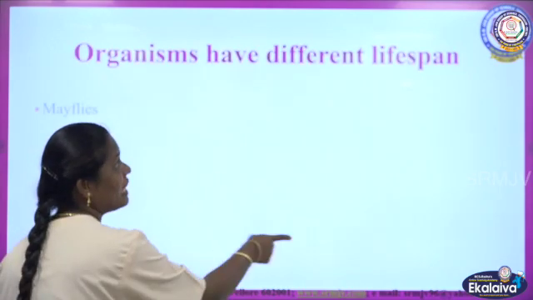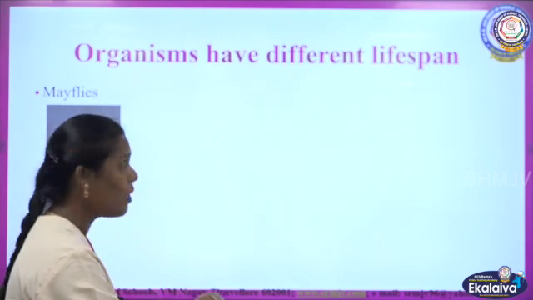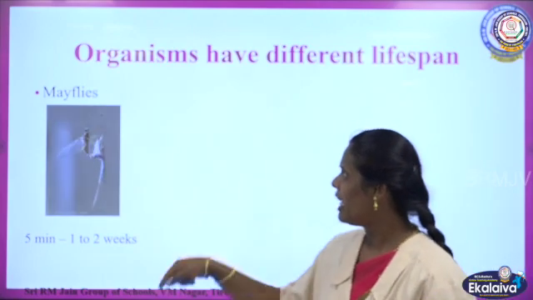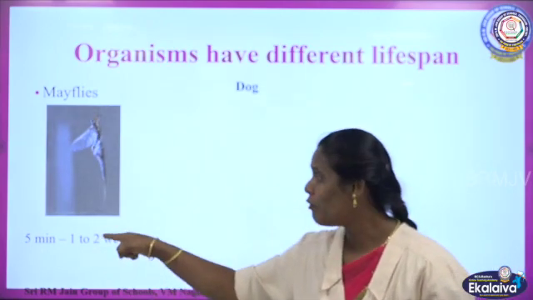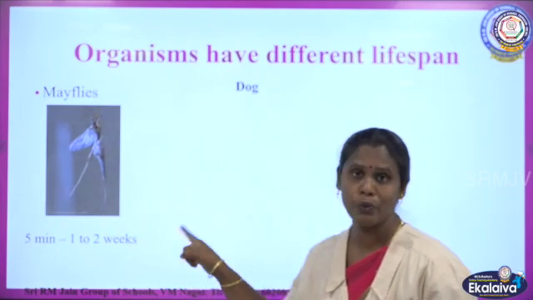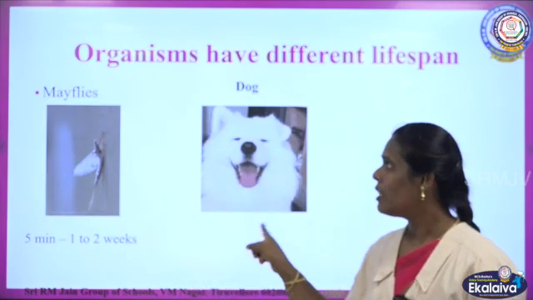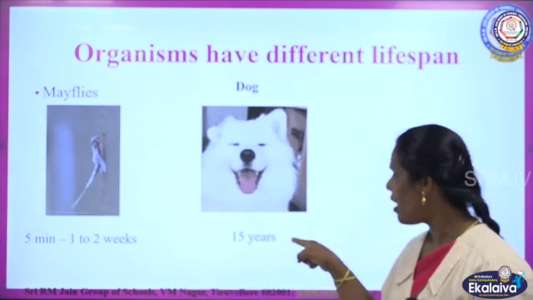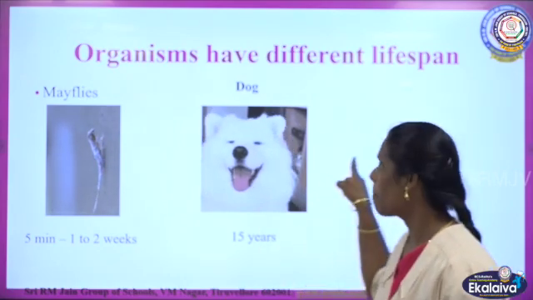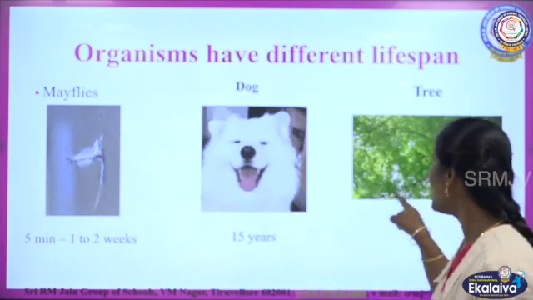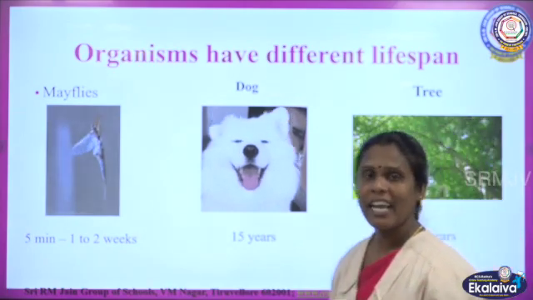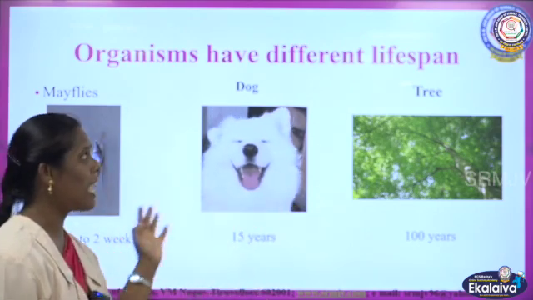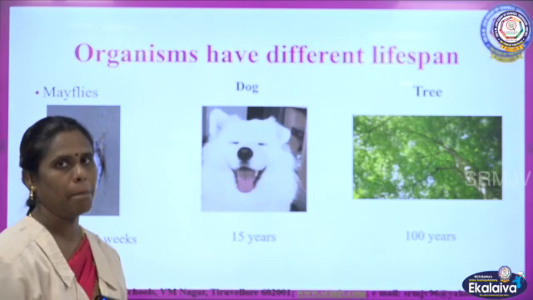Now, organisms having different lifespan. What are the organisms? Let's see one by one. First one, mayflies can live 5 minutes to 1 to 2 weeks. Then, whereas dogs can live up to 15 years. Then finally, a tree can live for 100 years. These are the organisms having different lifespan.